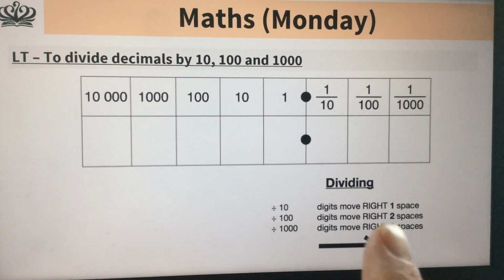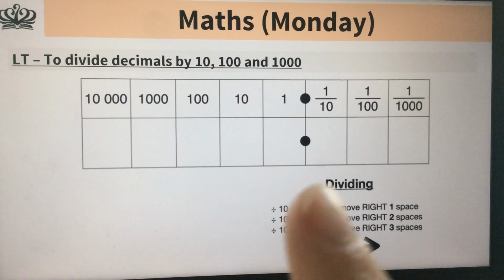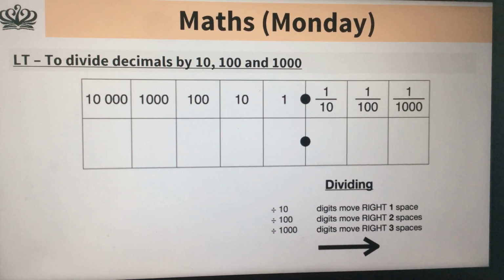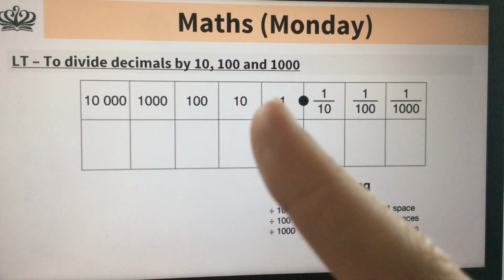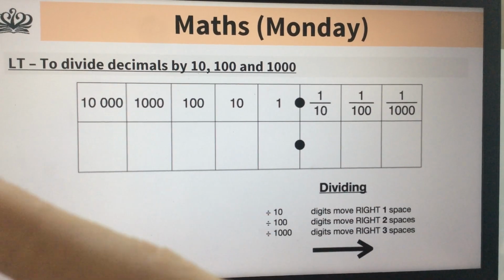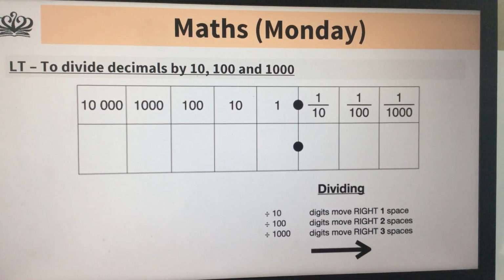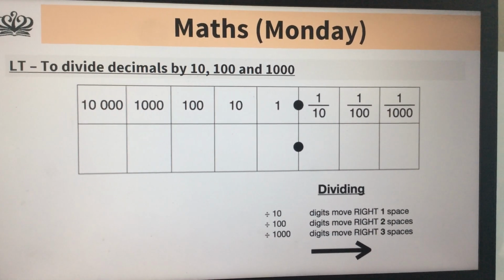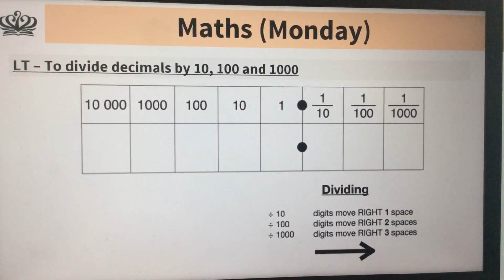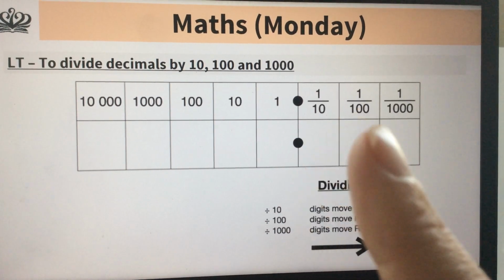If you're not sure whether you go to the left or the right, just remember that multiplying, you're always going to get bigger numbers. And if you move the digits that way, they get bigger. Dividing, if you're sharing it, you're going to end up with less, okay? Your number's going to be fewer, your number's going to be lower, so you'll need to be moving them to the right.